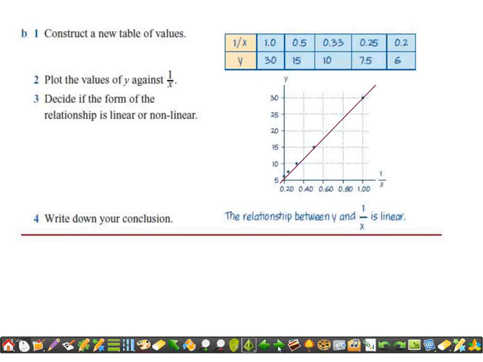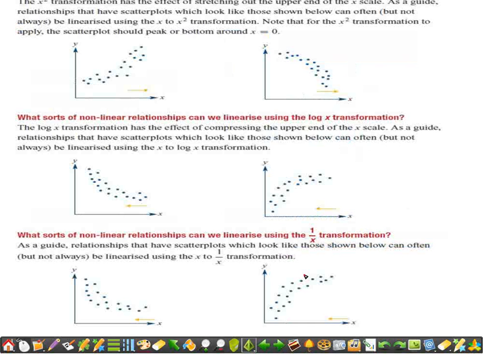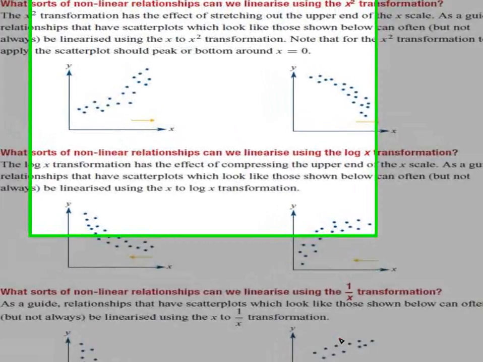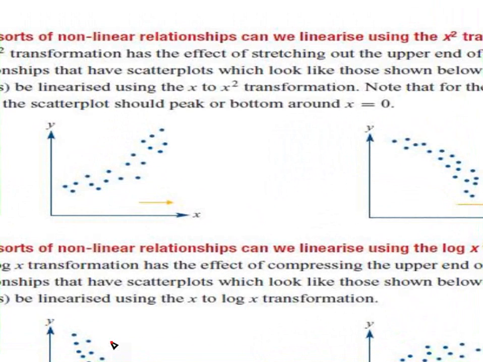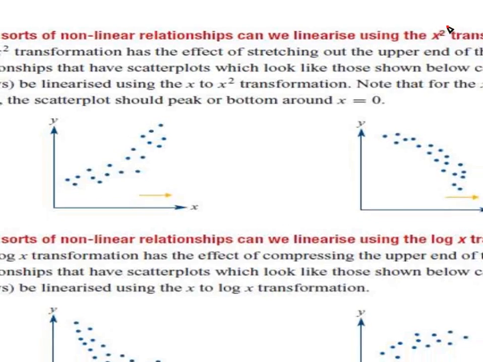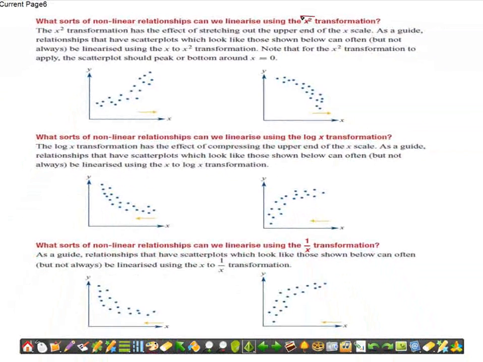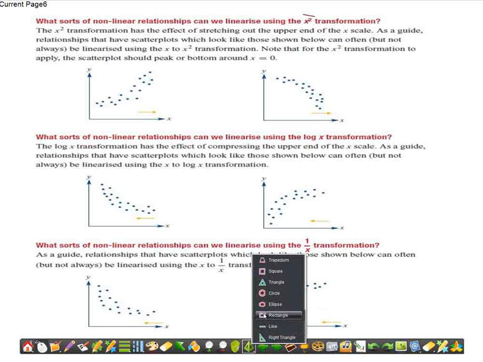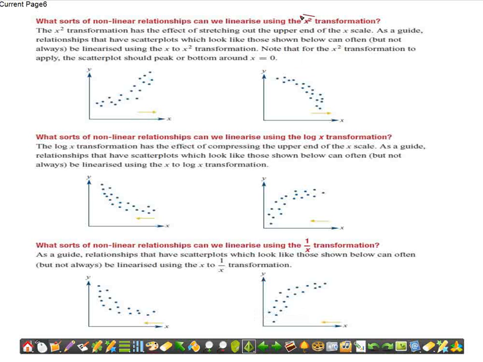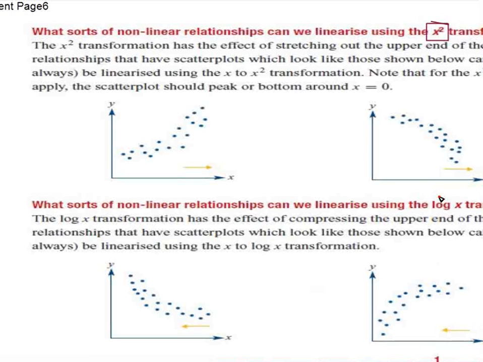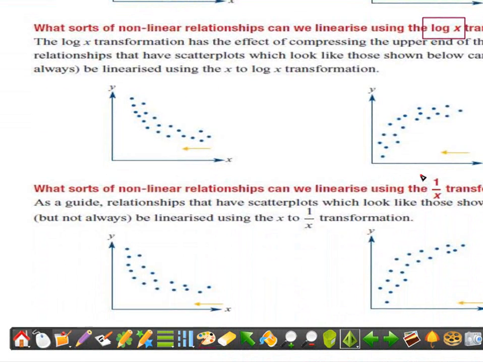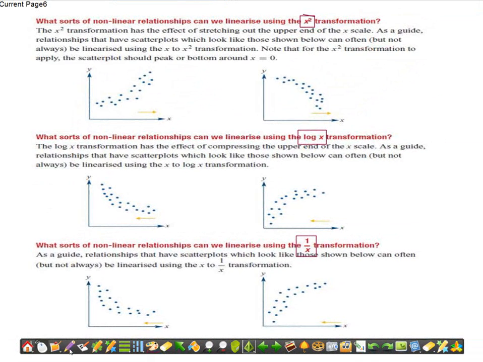So when to do what is this scenario over here. What sorts of nonlinear relationships can we linearize using the x squared transformation? So ignore all of this writing here for the moment. I'm doing an x squared transformation. When do I do an x squared transformation? Okay, so let's look at x squared transformation. This one here is when do I do a log x transformation, and when do I do a 1 on x transformation.